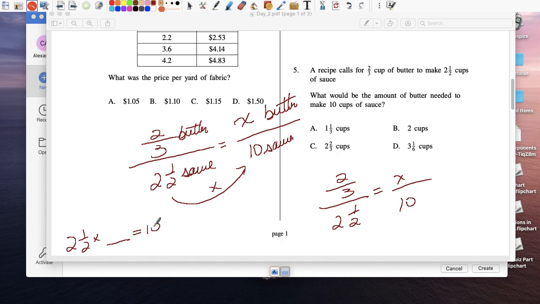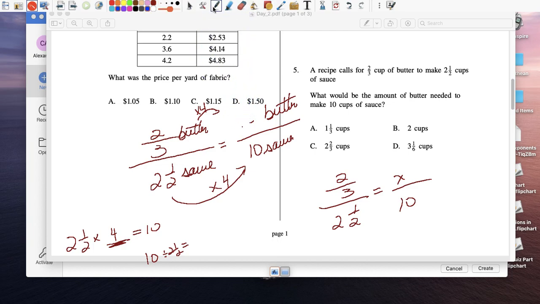So how can we use, remember, fact families, right, to figure out this missing number over here? So we can divide 10 divided by 2.5 to give us that mystery number, right? So 10 divided by 2.5, and that mystery number is 4. So the sauce was increased by a factor of 4. So if I increase the sauce by a factor of 4, guess what? I'm going to have to increase my butter by a factor of 4. I'll multiply that by 4.